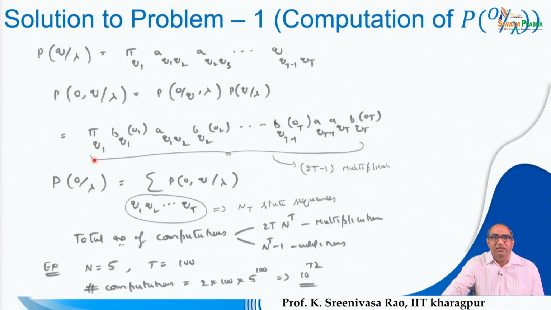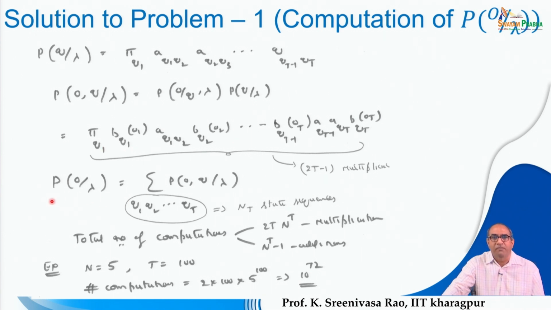Now, if you look here, this is for one given state sequence. So, this is the probability of the observation from one particular sequence. The computation of this involves 2T minus 1 multiplications, where T is the length of the sequence. So, 2T minus 1 multiplications are required for the estimation of this one.